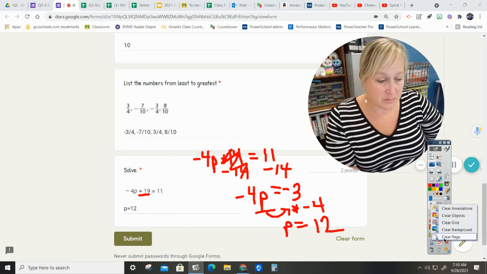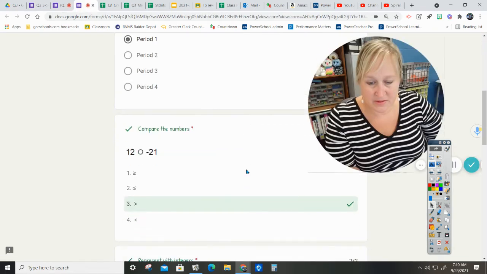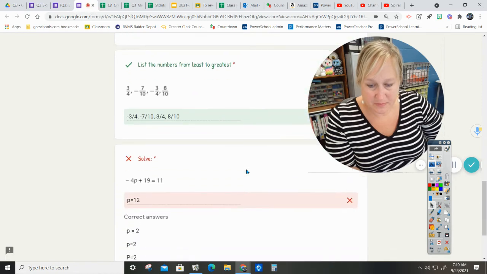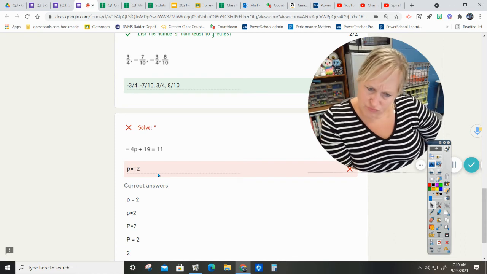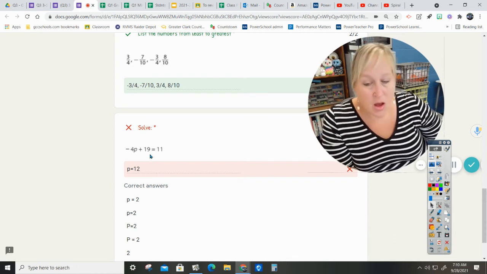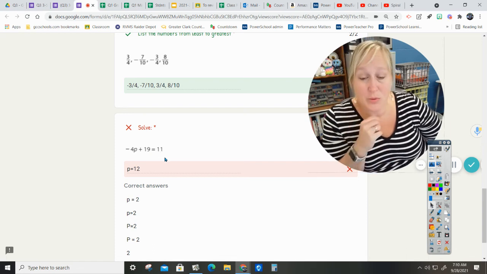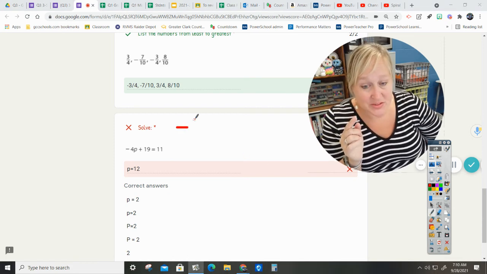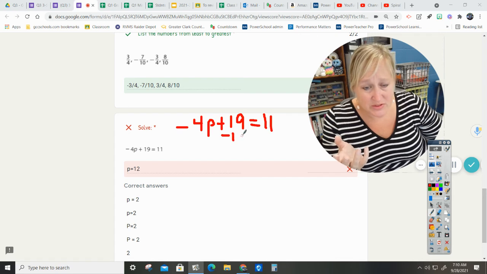I'm going to hit submit. Make sure that I'm correct. Oh, so I missed something. Let's see. Oh, I said P equals 2. Did I write my... Oh, this is 19. I hope you watched all the way through. So we're going to do this to make sure. -4P plus 19. I have no idea where I got 14. Equals 11. We're going to subtract 19 from both sides.